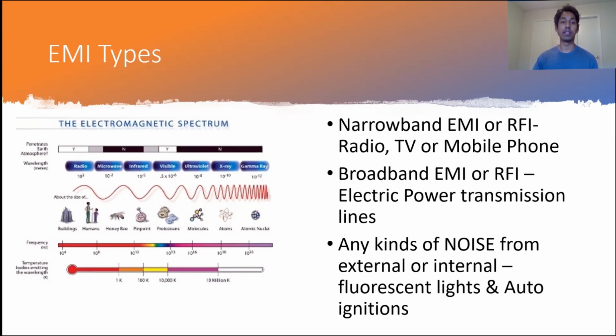Any kind of noise, either external or internal, is also a form of EMI. Man-made noise coming from sources like fluorescent lights or auto ignitions is the worst type of external noise. Spikes on the AC line caused by switching loads such as motors, contactors, or relays off and on are instances.